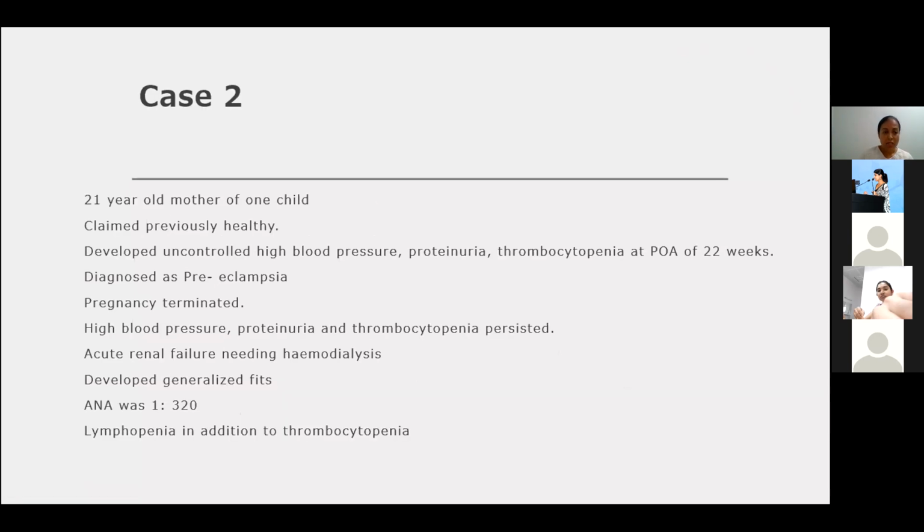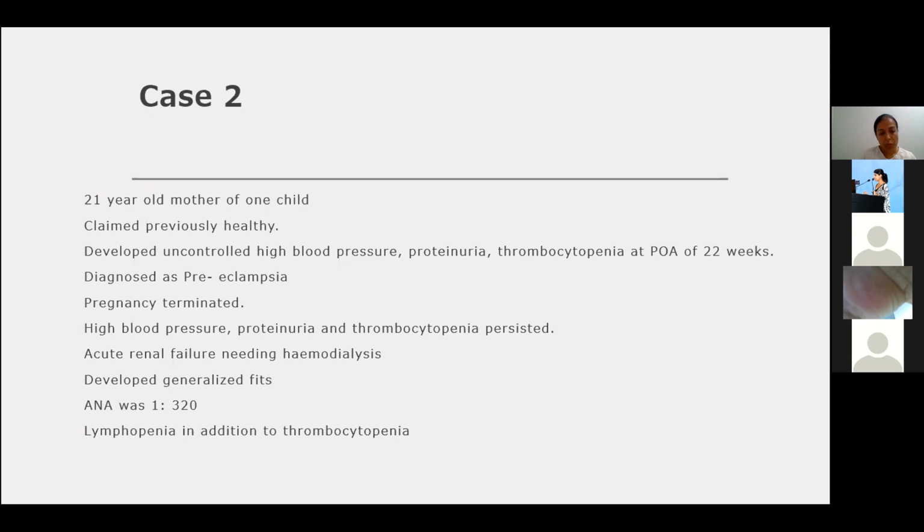And the next case was a 20-year-old mother of one child. She claimed previously she was healthy, and the first pregnancy was uneventful. It was a normal vaginal delivery, and there were no issues of hypertension or any other pregnancy-induced illnesses, and no former pregnancy losses. She was found to have high blood pressure, and this became uncontrolled with antihypertensives, and she developed proteinuria and thrombocytopenia at a POA of 22 weeks.